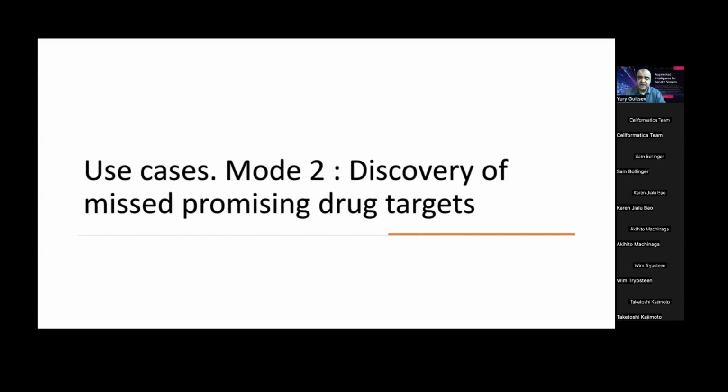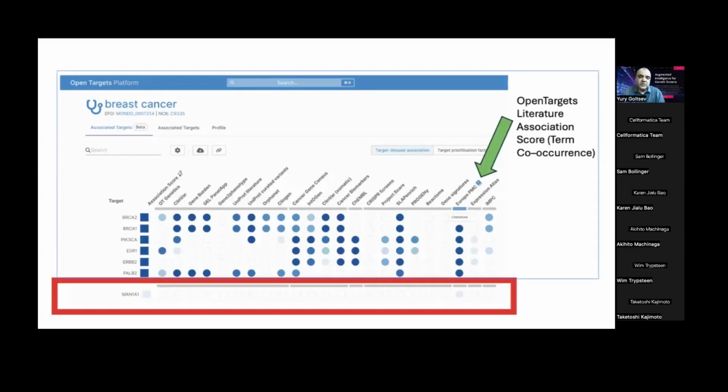Another way to use Cellformatica, and this is something very exciting, is to discover missed promising drug targets. So for example, we use Open Targets a lot. Open Targets is a database where all the genes are ranked with respect to how they could be used for treating a particular disease. In this case, you can see the ranking of the genes based on many clinical variables with respect to how they are involved in breast cancer. And they have their own literature scores. One of the scores is called EuroPMC. Basically, this is a score identifying the involvement of the gene based on how you can find the name of the gene in the literature with breast cancer.